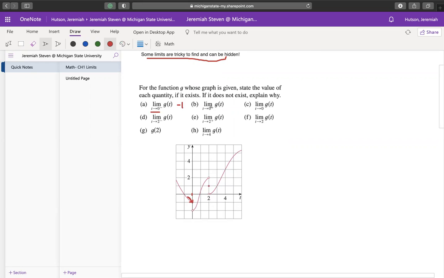For the second part B, we're approaching 0 again, but this time from the right. So the little plus sign, from the right. So as we approach it from the right, we're not at 0. As we approach it from the right, it looks like it goes directly to -2.